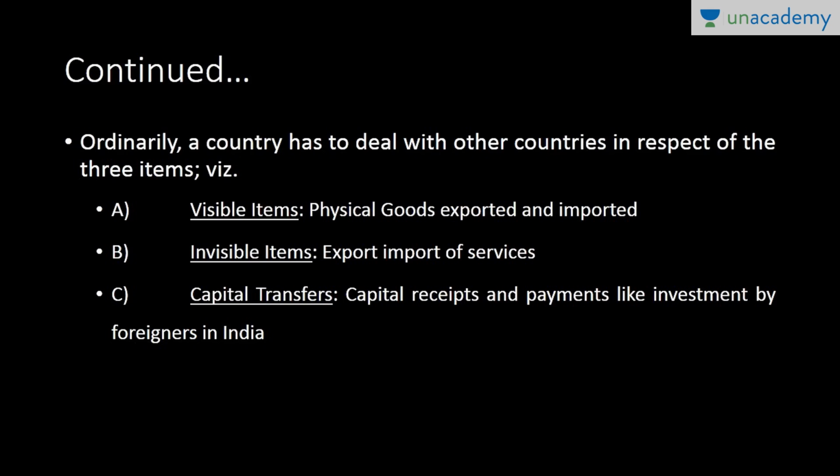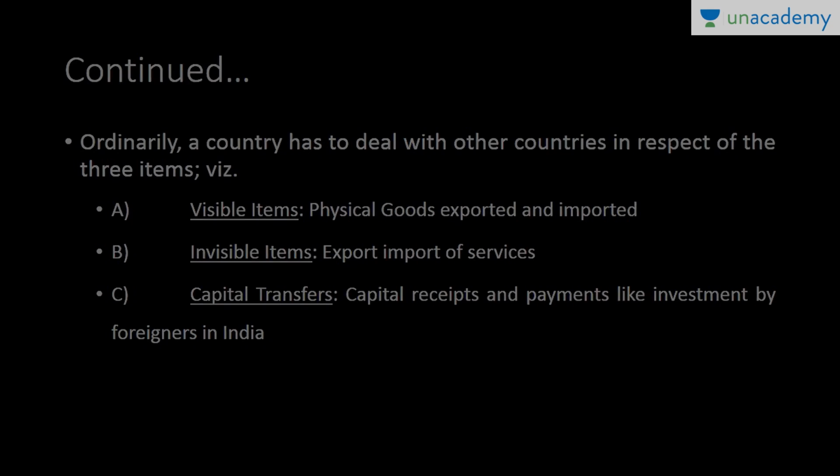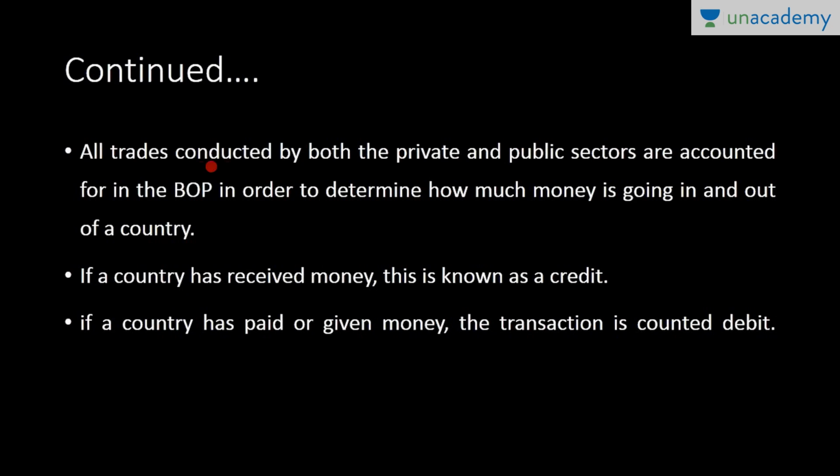So I believe you're getting an idea. Just like an ordinary businessman maintains his account of wherever his money is coming from and wherever he's spending his money, when a country does that, that statement is known as balance of payment. All trades conducted by both the private and public sectors are accounted for in BOP, in order to determine how much money is going in and out of a country. So it's not only related to government expenditure; both private and public sectors are accounted for.